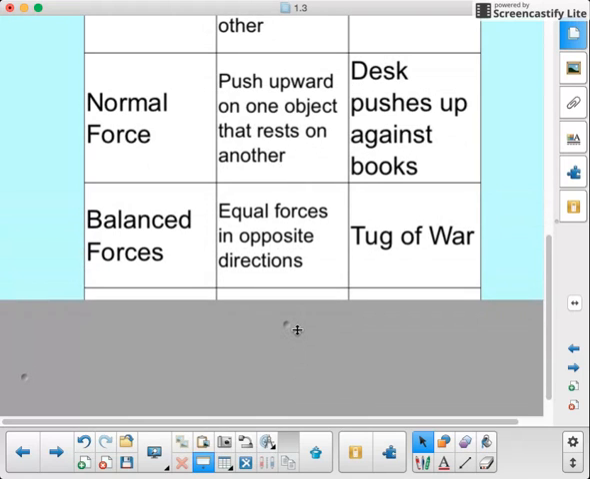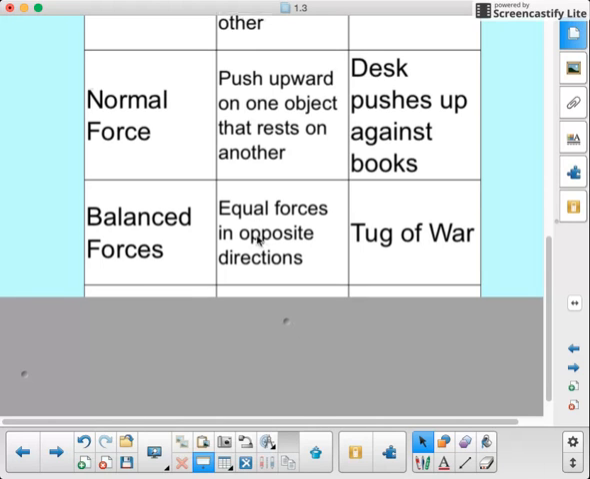Balanced forces are forces that are equal in magnitude and size, but opposite in direction. So if you think about a tug of war, you've got two teams on opposite sides of the rope pulling in opposite directions, and as long as they're pulling with equal force, the rope doesn't move and the tug of war is a tie. So those forces are balanced.